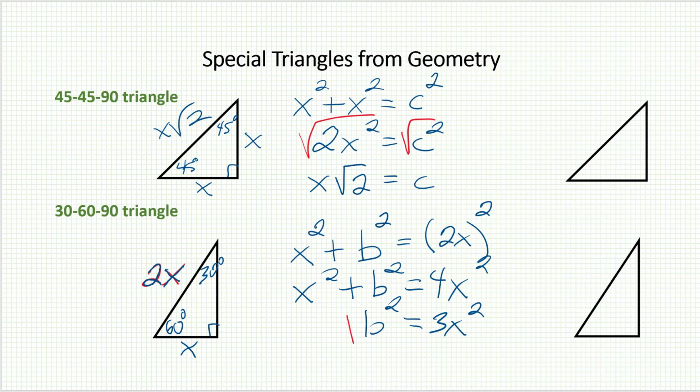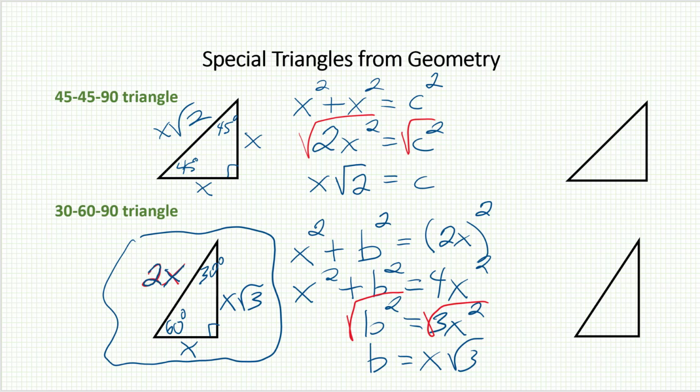Again, square root, and I'm left with that x comes out again, x times the square root of 3. That's the length of the medium side. So in a 30-60-90 triangle, if you call the short side x, the medium side is root 3 times as much as that, and the long side is double, 2 times as much as x. Again, these two pictures, very important to memorize, to know backwards and forwards.